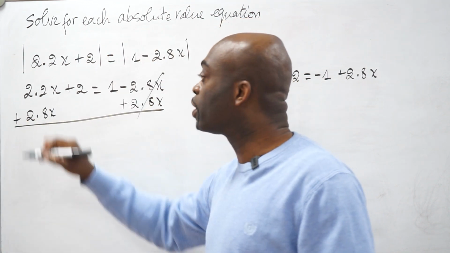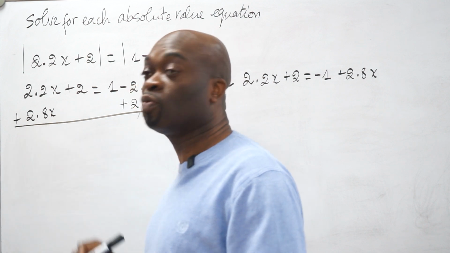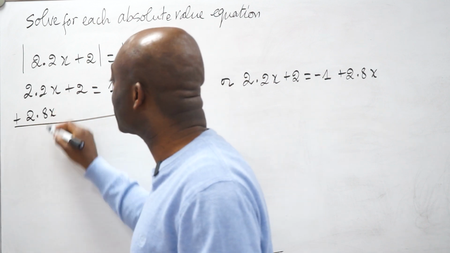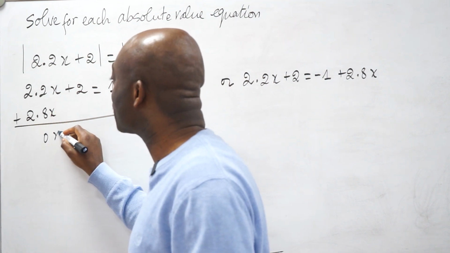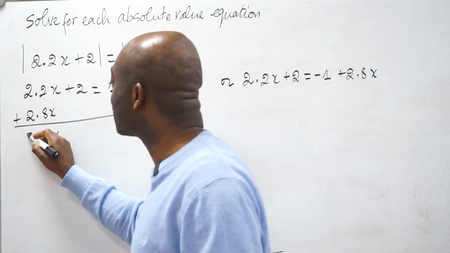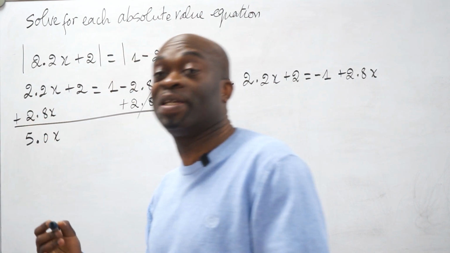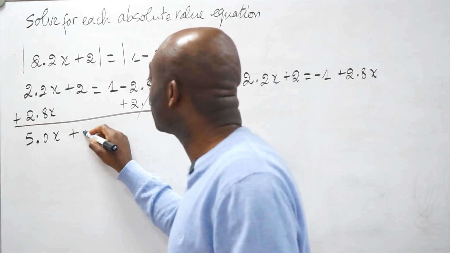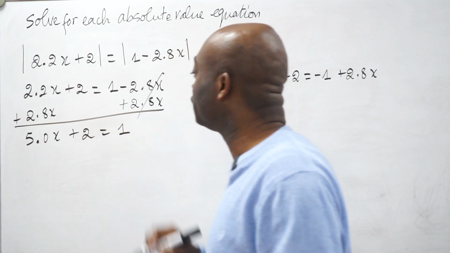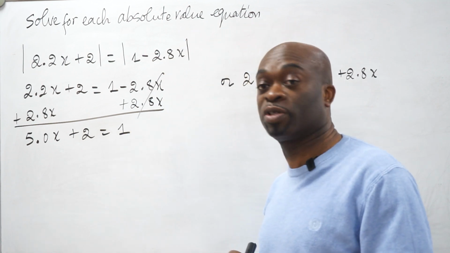This is out. What is 2.2 plus 2.8? So that would give us what? So this is a 10 here. So you have x, and then 3, 5, so that's 5.0, which is just the same thing as 5x. So that equals 2 plus 2, sorry, equals 1.